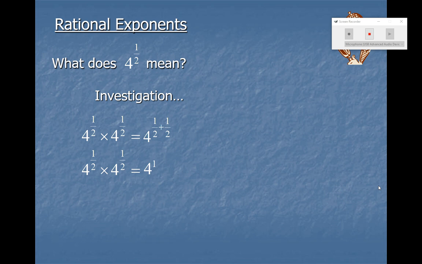I'm trying to figure out what 4 to the 1/2 is. I don't know the answer. But I know that if I take the answer and multiply itself by itself, I get 4. So what does each of these have to be to get answer 4? They both got to be 2. This has to be a 2, and that has to be a 2 for it to be 2 times 2 equals 4.